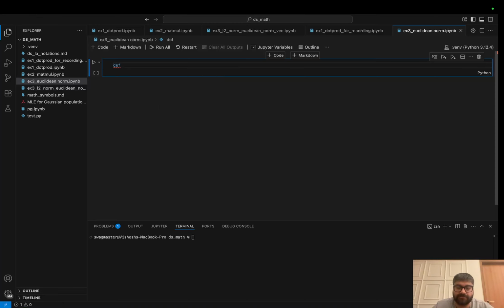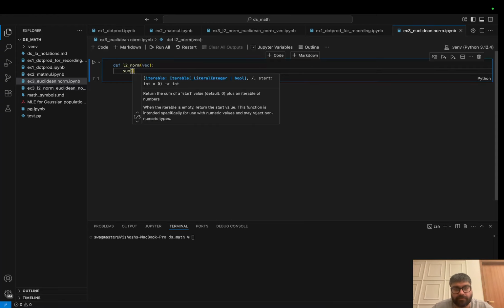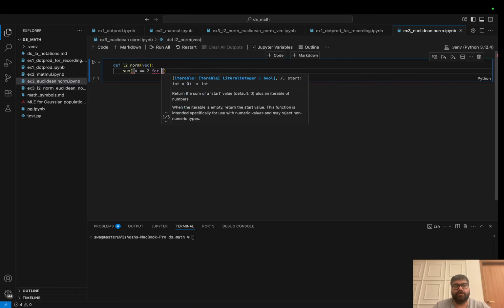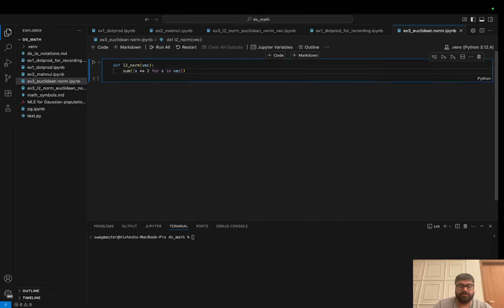It's just like def. Let's go with norm. I'm just going to call it L2 norm. We take a vec, right? What is the Euclidean norm? It's just the magnitude of the vector, which in this particular case is just the sum of x squared. Oh wait, I used the caret again. Gotta use the exponentiation operator. x squared for x in vec, and then we want the square root of that, so raised to the power 0.5, which is equivalent to a square root.